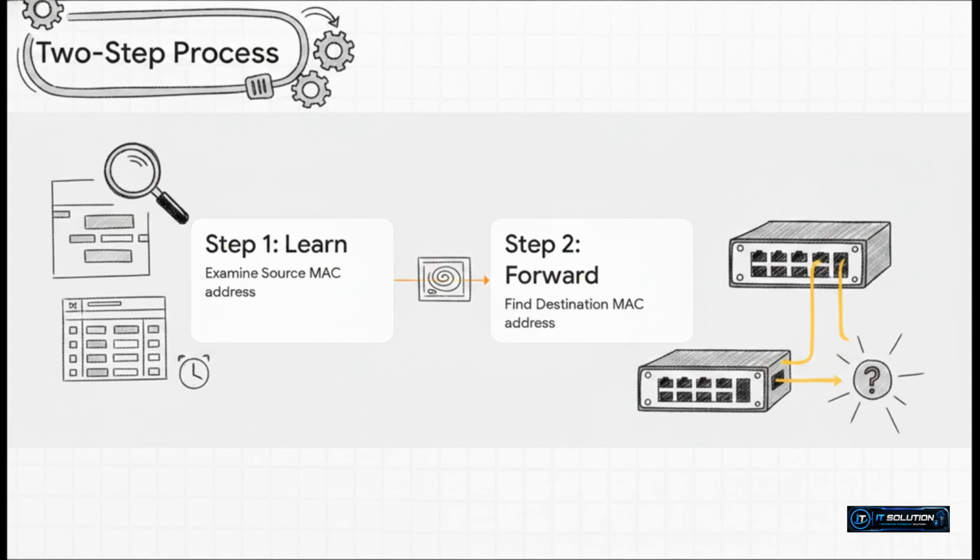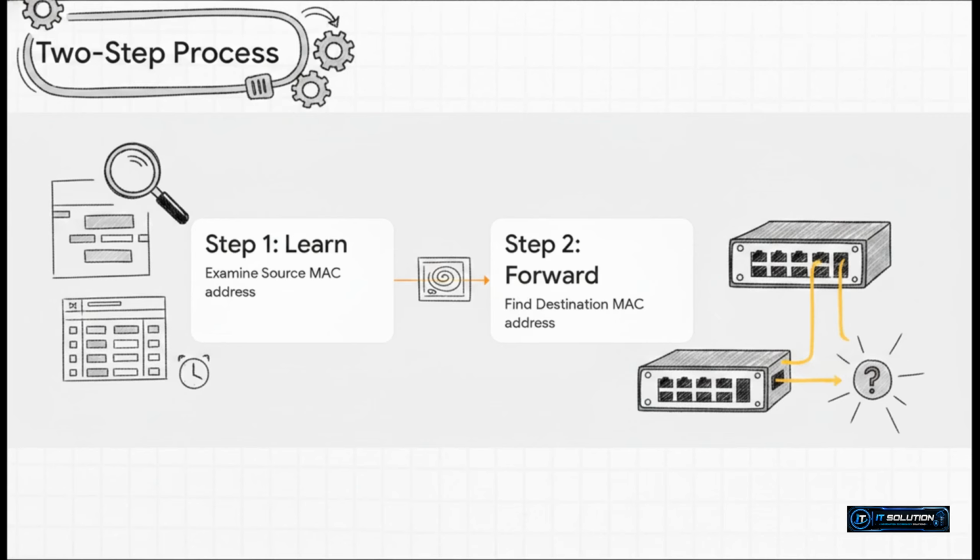Step 1 is the learning phase. The switch looks at the source MAC address of the incoming frame. It checks its table. If the address isn't there, it adds it along with the incoming port number. If it is there, it simply resets that 5-minute aging timer we just talked about. Easy enough, right? Then comes step 2, the forwarding phase.